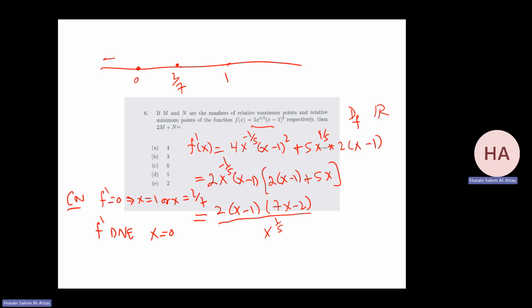Between 0 and 2 over 7, take 1 over 7. That will be negative over positive, so that will make it positive. Between 2 over 7 and 1, take 3 over 7. So you have 3 over 7 minus 1, that is negative, positive, positive, so that is negative. More than 1, positive, positive, positive. So I have positive. So it's decreasing, increasing, decreasing, increasing. Yeah, I want the points. So we have local minimum, we have local maximum, we have local minimum.